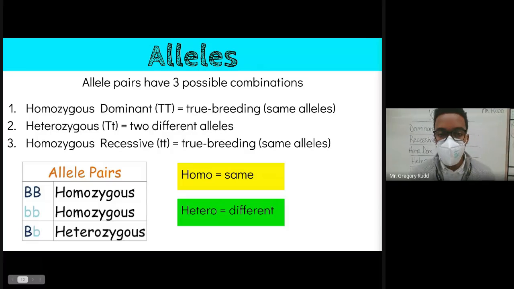And I just want to remind you that you might see this phrase true breeding coming up. It's literally a synonym for homozygous. All right, true breeding is just telling you this is a purebred. This person only has the same allele. It doesn't mean dominant, though. It just means homozygous. It could be homozygous recessive. Keep that in mind.